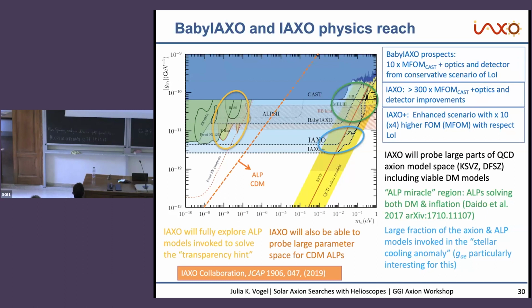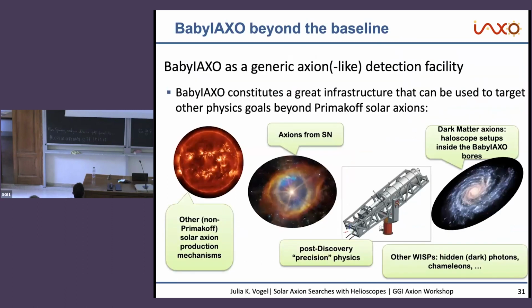So that's our baseline that we want to look at with IAXO. We also have other physics beyond that baseline that we could do by having BabyIAXO as a more generic facility, to be a true axion observatory and not just a helioscope.